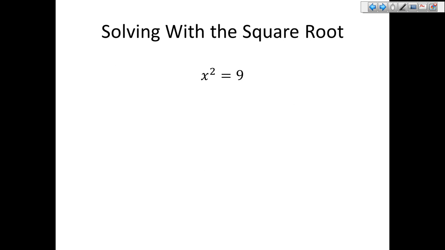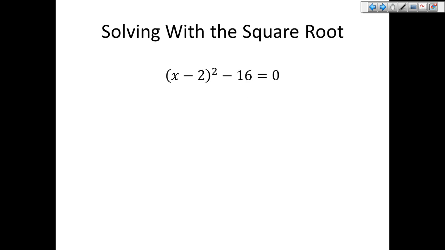Let's take a look at another nice example that will work out properly. I've got x squared equals 9, so everything is separated out. I've got the x squared on one side, I've got the 9 on the other. Go ahead and take the square root. I've got x equals both positive and negative 3. Don't forget to include both the positive and negative solutions.